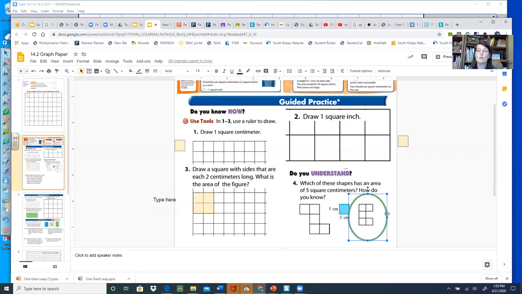So would this one be 5 square centimeters? Or would this one be 5 square centimeters? So I'm gonna move it off to the side. Now you'll notice this is showing me what a square centimeter is. You have to decide, is this a square centimeter? Or is this a square centimeter? And then I want you to slide the oval onto which one it belongs to.